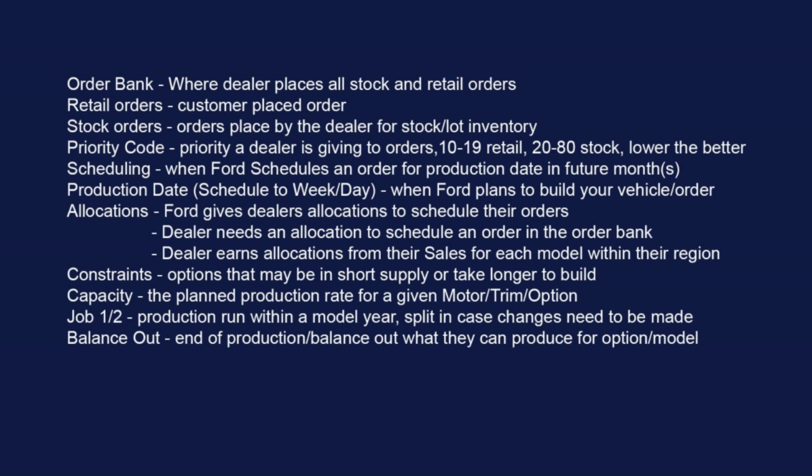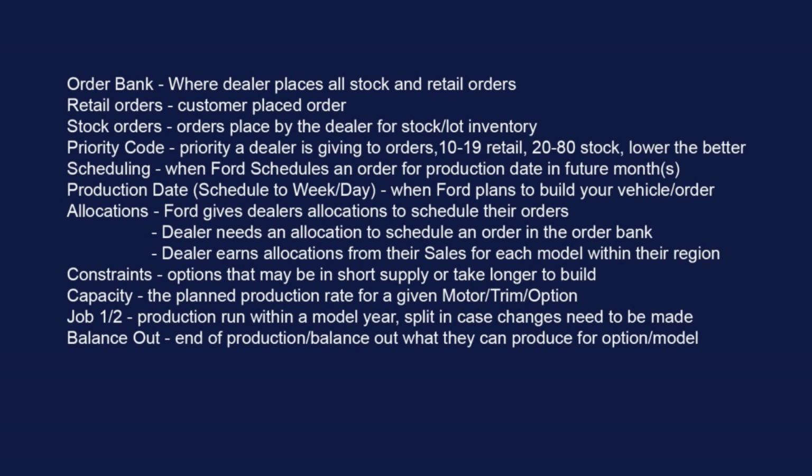Priority codes give each order a priority, anywhere from 10 to 19. 19 is the default. You can actually go down to 03 now, anywhere from 3 to 19. Stock ones are 20 to 80, and the default on that is also 80. But if everybody's is at the same, nobody really has any advantage over the other, other than the lower the better. So a retail order will always be looked at before a stock one.